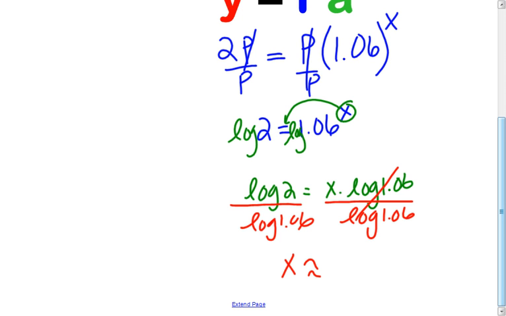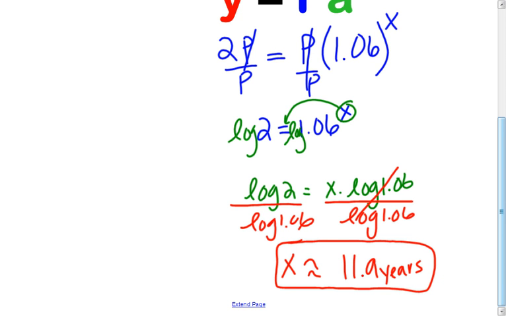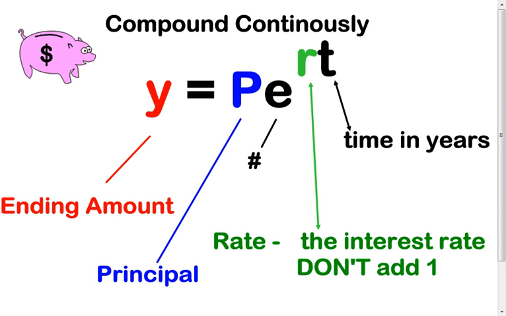And I don't know what you get for an answer here, but I can stick that into my calculator and check for you. Log of 2 divided by log of 1.06 should give you about 11.9 years or so. And of course, if it's being compounded annually, really it should say 12 years because it's only being compounded once a year, so it would take till that 12th year for that to happen.